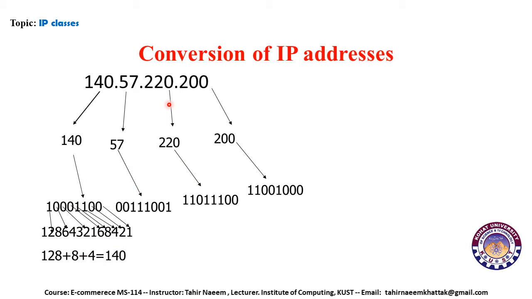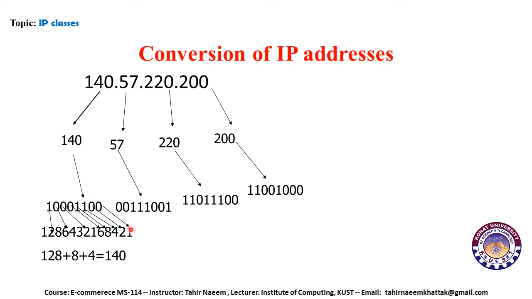So here is the conversion of an IP address, the most widely used conversion method. Here the IP address given is 140.57.220.200. It consists of 4 bytes, so this is an IP version 4 address. We will individually write 140, 57, 220, 200. First of all, how will we convert it into a binary address?